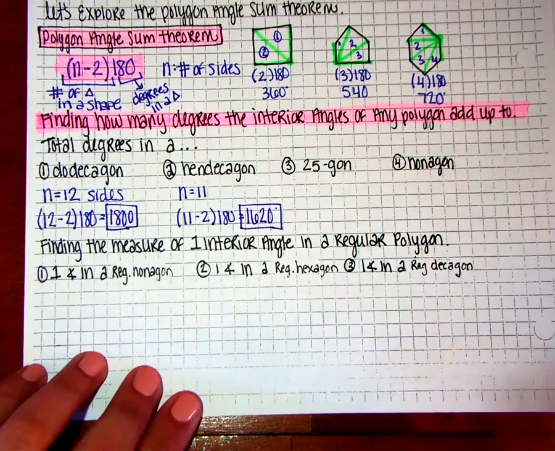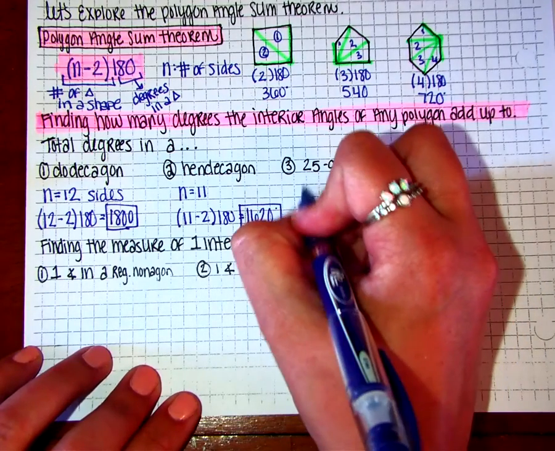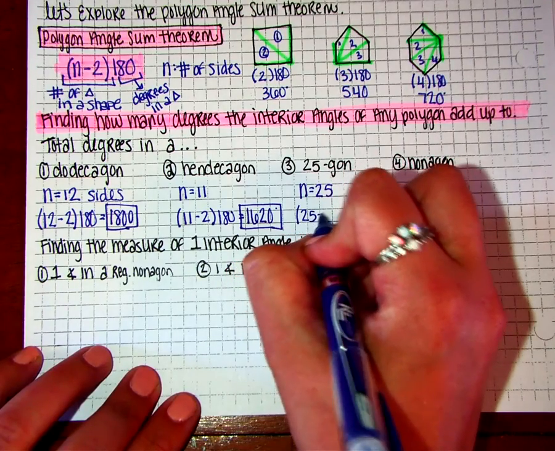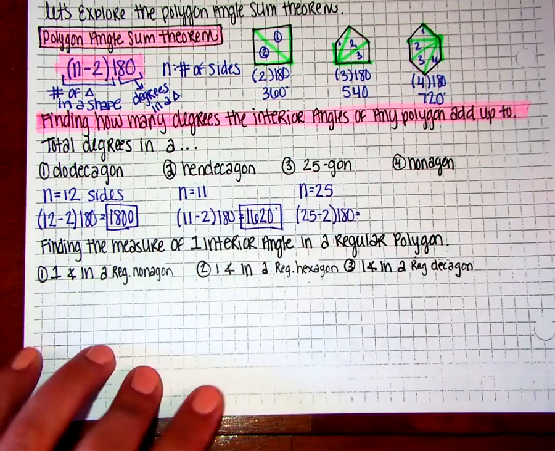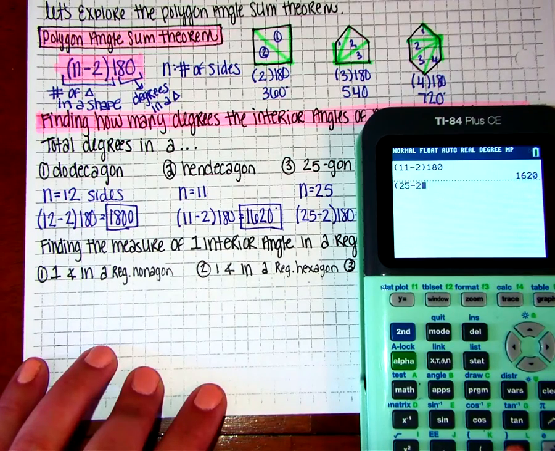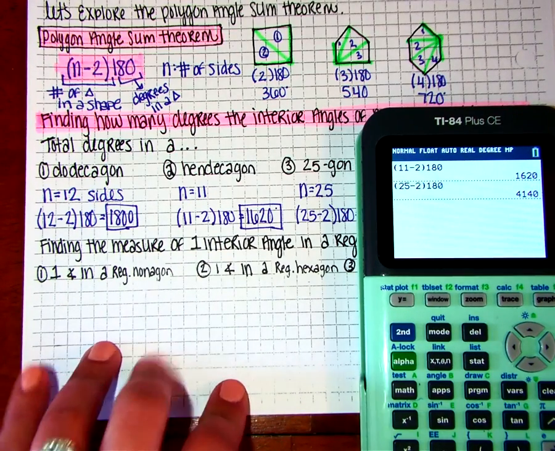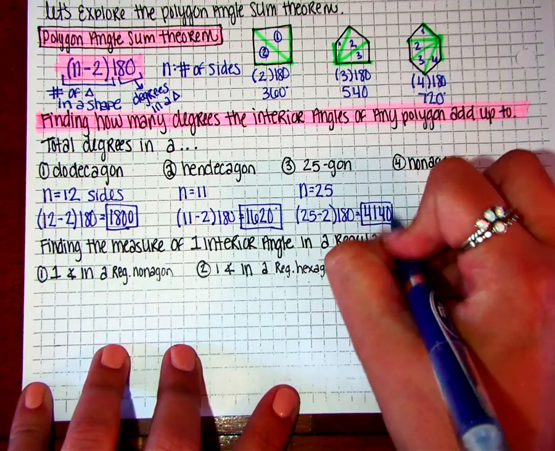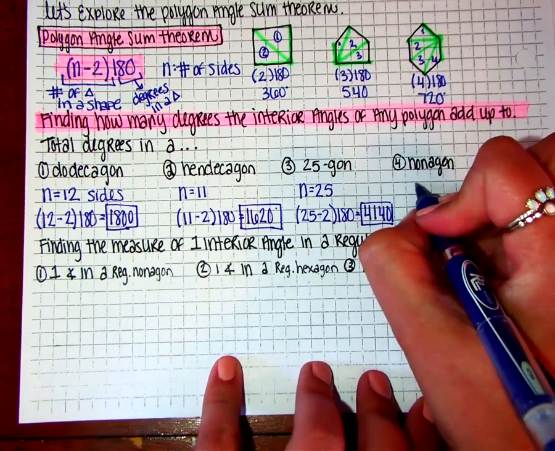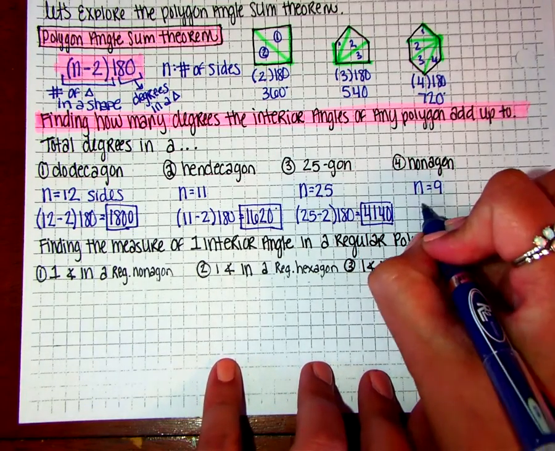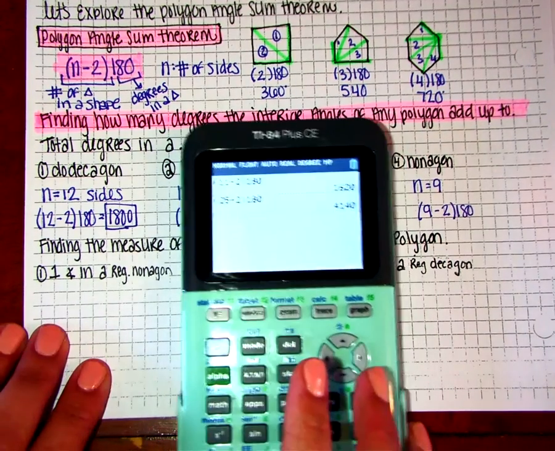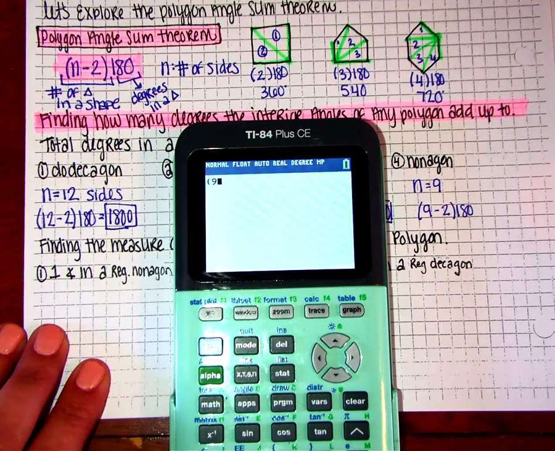All right, let's continue. 25-gon. Well, that's easy. N is 25. So I'm going to use my formula. 25 minus 2 times 180 is 4,140. Okay, and last one, nonagon. A nonagon has 9 sides. So n minus 2 times 180. So 9 minus 2 times 180 is 1260.